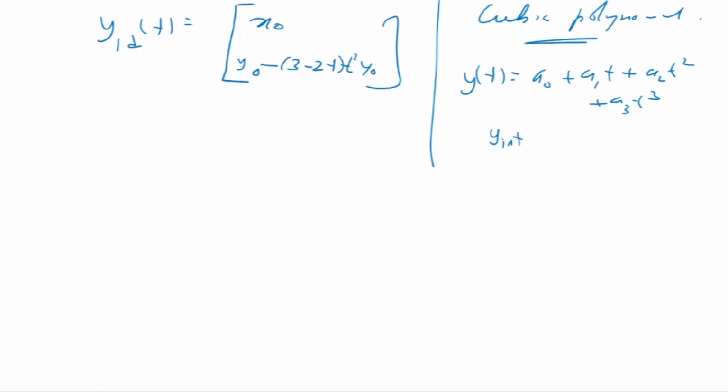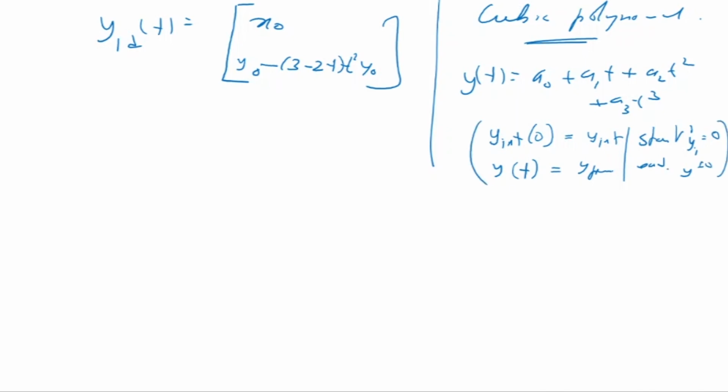Okay, so at time equal to 0, it will have some value. Let me call it y initial. At the final time, it is at y final. At start and at end, the velocities are equal to 0. So there are two conditions: velocities are 0, and the two positions are the initial start point and the final end point.